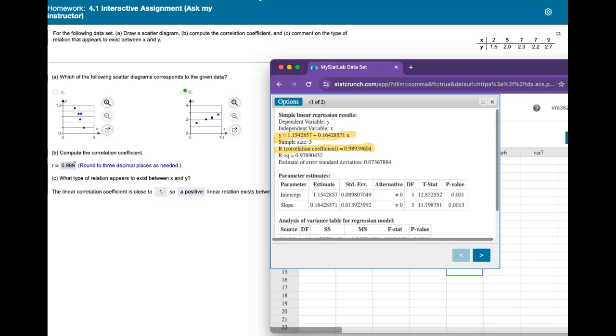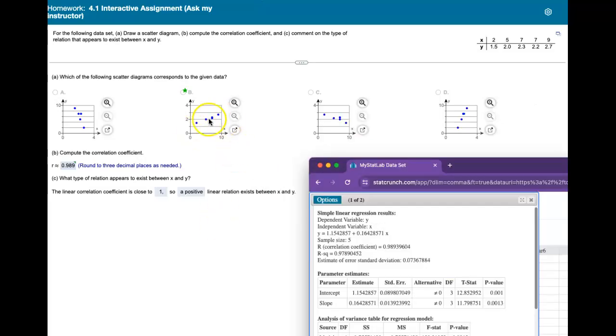And then the question is, what type of relationship appears to exist between these two? Well, if we look at that carefully in our scatter plot, up here in our scatter plot, we'll notice that it appears that as x increases, y is increasing. So this looks like a positive relationship. And most of the points are pretty close to the line itself that would go through those points.